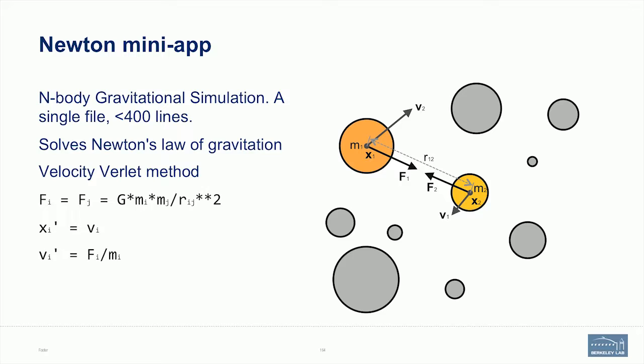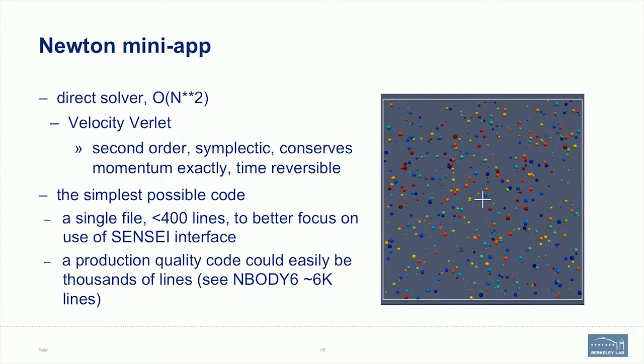So this demo includes this Newton mini app. Newton is an n-body gravitational simulation. It's a single file with less than 400 lines of code, so it's very minimal. I wanted to write it that way so that it would be easy to follow what's going on and see where all the Sensei stuff is. It solves Newton's law of gravitation using velocity Verlet, which is the absolute simplest way that you can get an accurate solution for this problem.